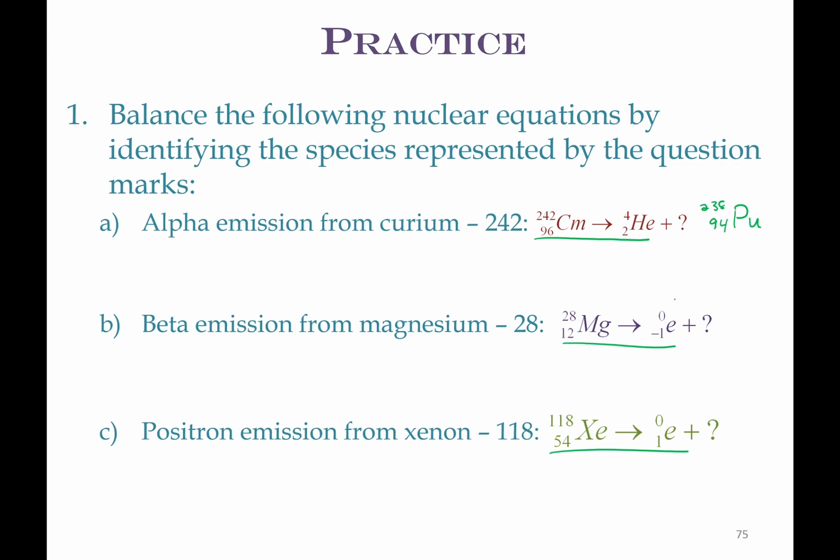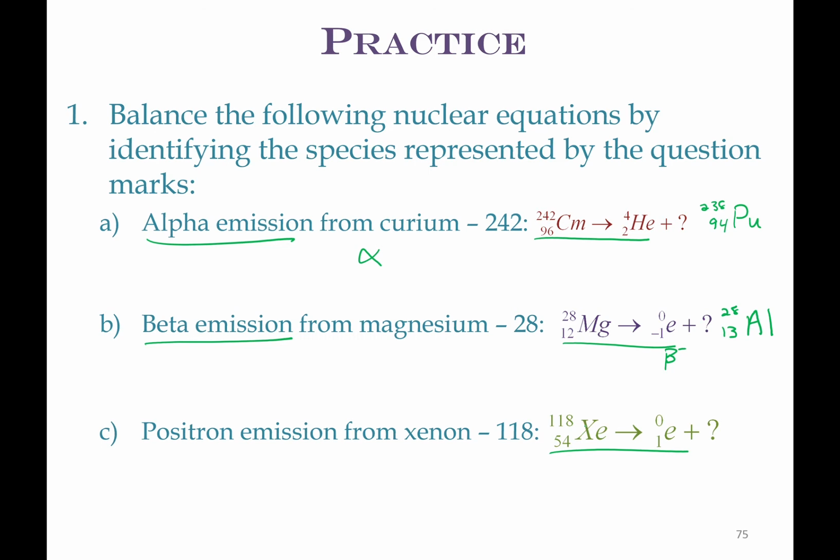Here we have, so this is alpha emission. Oh, it's already written there. Beta emission, so this is our beta particle here. And we are going to have 28 minus 0 gives us 28, 12 minus negative 1 is 13. So we look for number 13 on the periodic table, and it's aluminum.